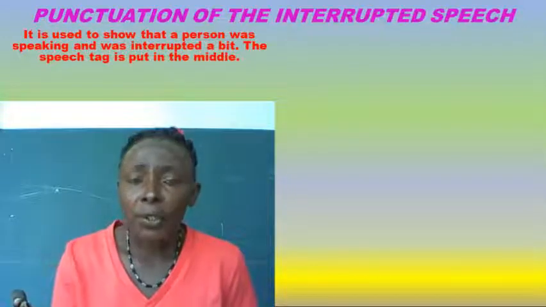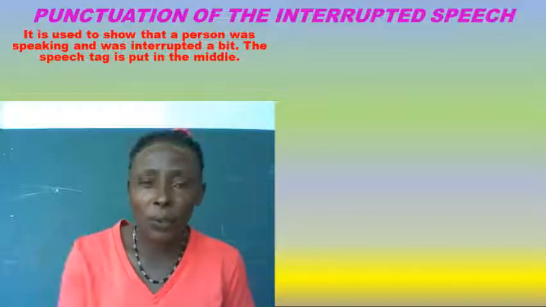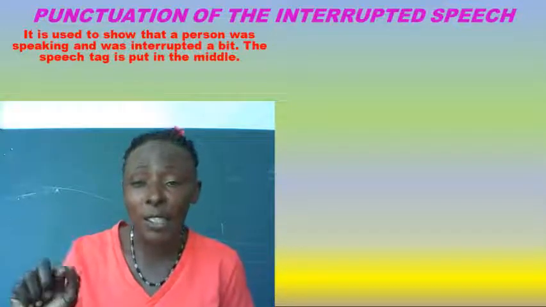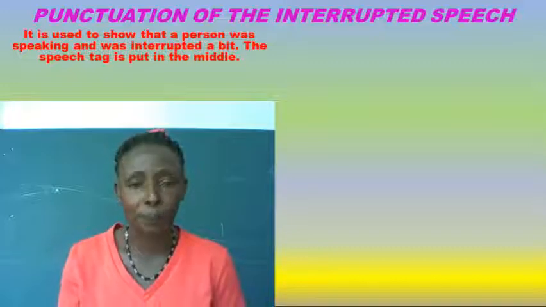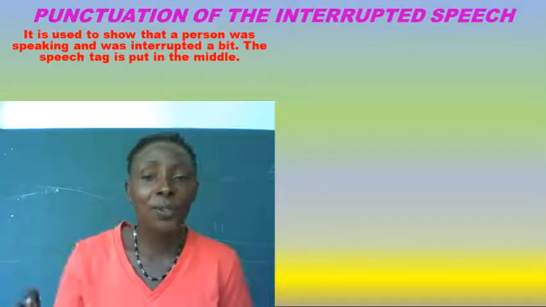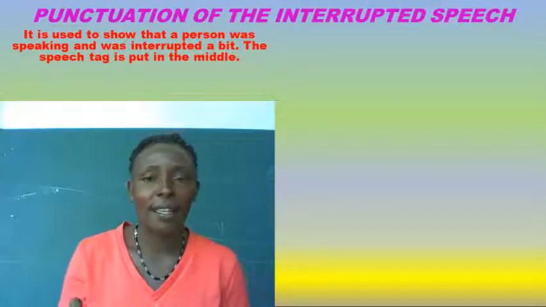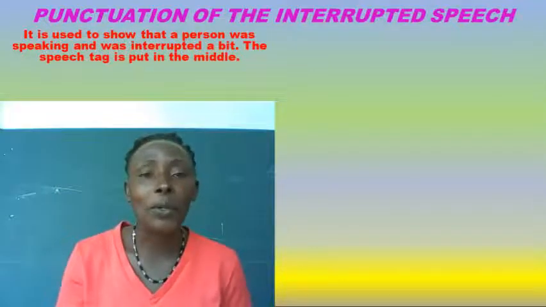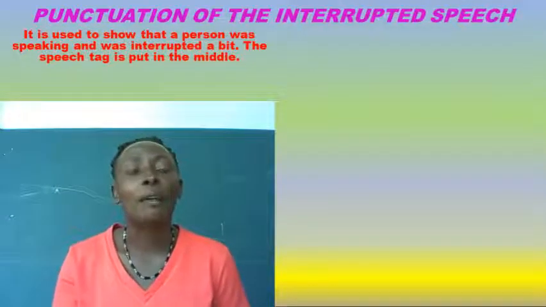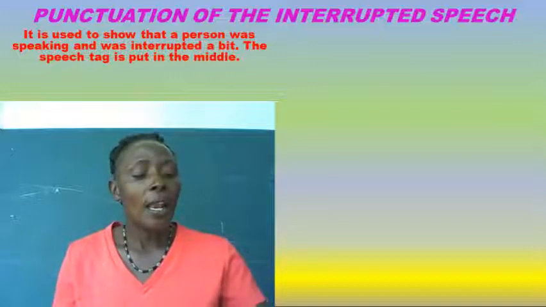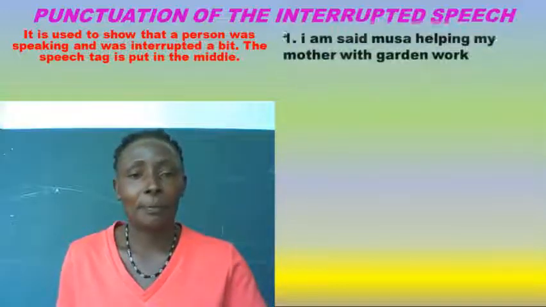You have to take note of this. In these sentences, we call them interrupted speeches. The speech tag must be in the middle. For you to understand this, the speech tag comes in the middle. The speech tag is placed in the middle. Let's look at the examples here.